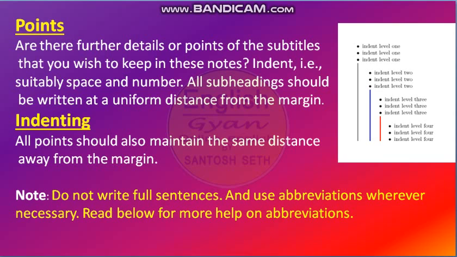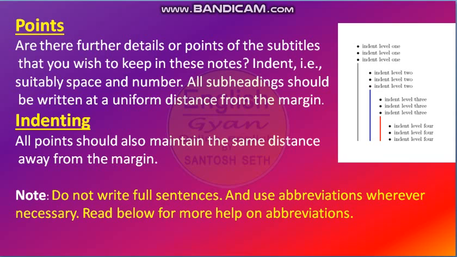All subheadings should be written at a uniform distance from the margin, and there is a picture you can see: indent level 1, 2, 3, and after that a little bit of space you have left, then again 3 points, then again leave space, 3 points. So this is for main heading, then subheading, then subheading also is possible. It's not necessary everywhere. It can be only main heading and subheading, or maybe one point has main heading, subheading and subheading. It's not necessary that you write all four for the main headings. All points should also maintain the same distance away from the margin.